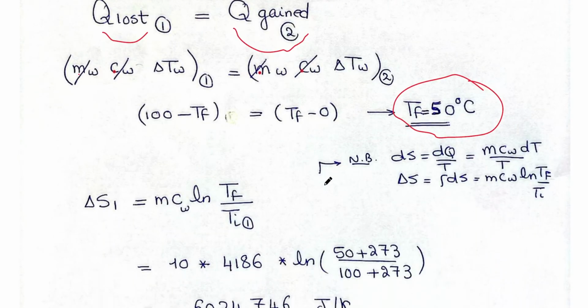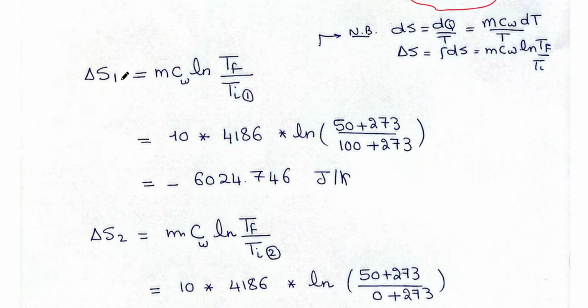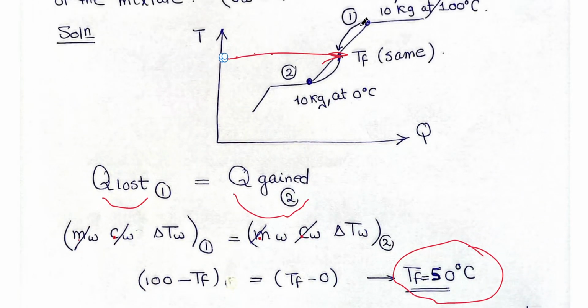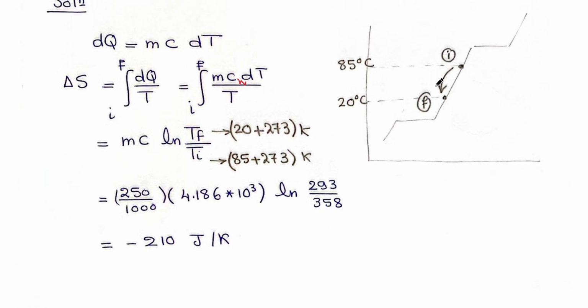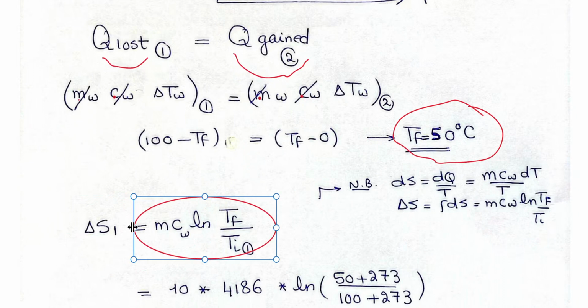Now we will find the total change in entropy. To find the total change of entropy, we will get the change in entropy for the first amount of water, then the change of entropy for the second amount of water. Delta S1, this is water cooling, so it's mC ln T final over T initial, as we did here when we had water cooling. Delta S1 for the first amount of water is calculated as follows.